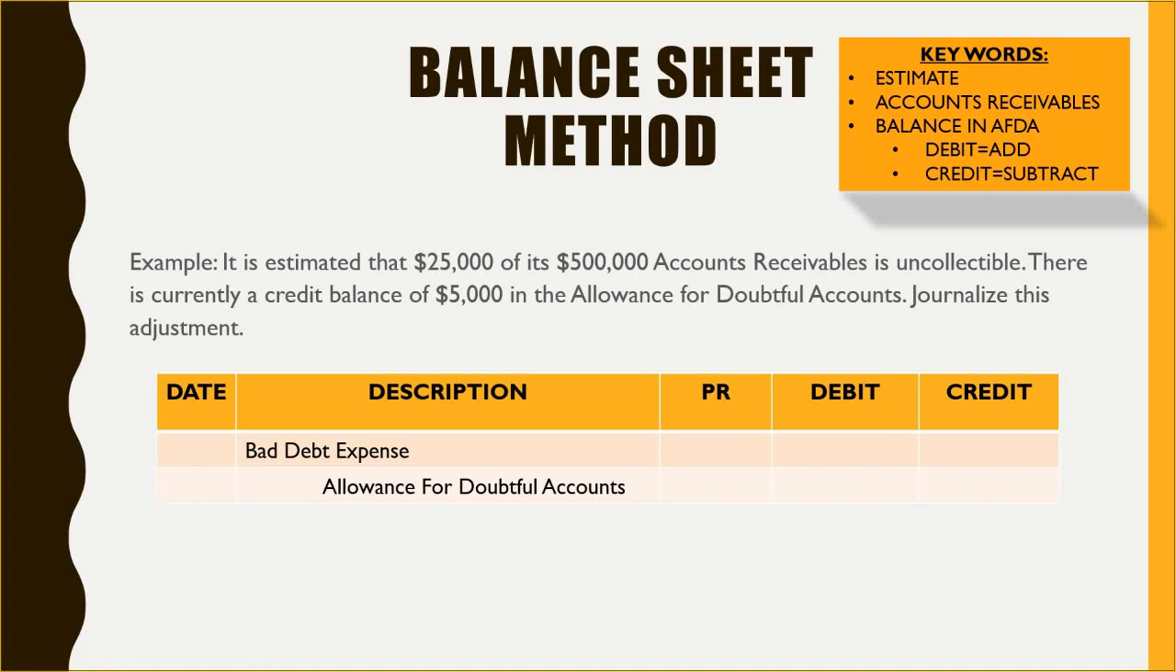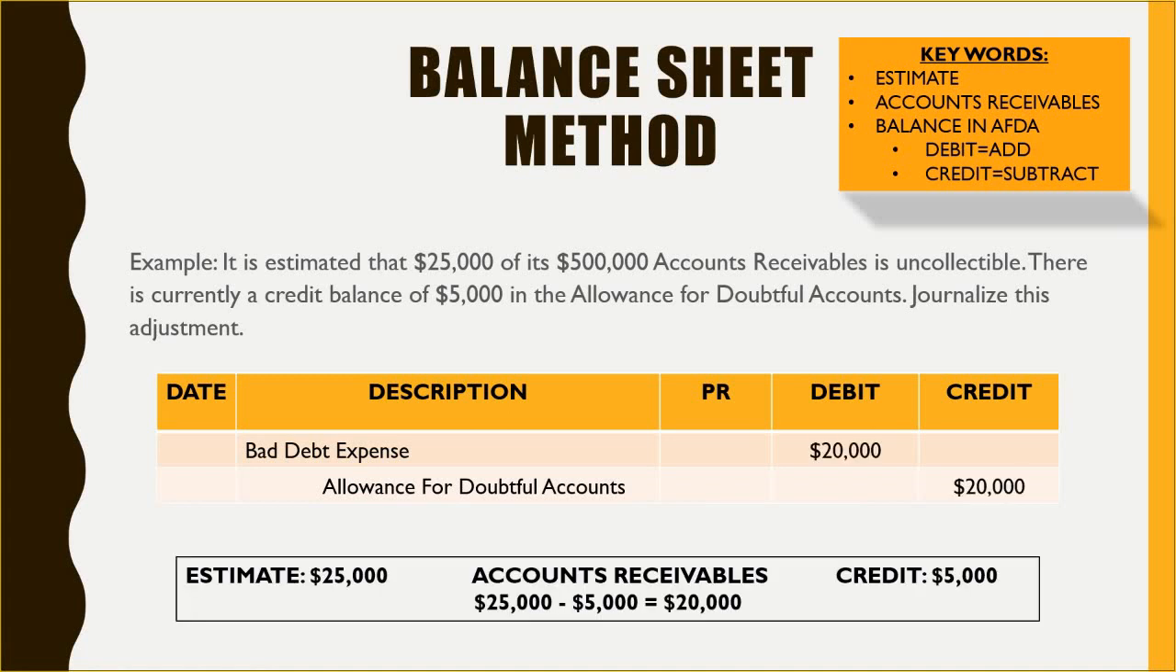Well, like I mentioned, if you're on a number line, you already have $5,000 in your credit balance right now. You're already on the right. How many more do you need to go in order to get to 25,000? We know the estimated amount is 25,000, it's accounts receivable, and because I have a credit balance, I need to move to the right. You only need 20,000 more. So that is how we use the balance sheet method. Any questions?